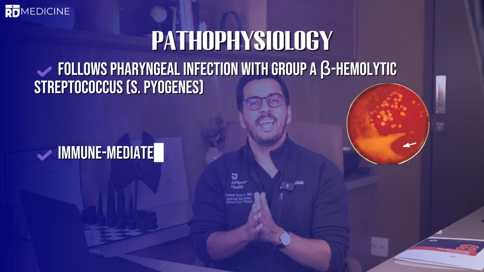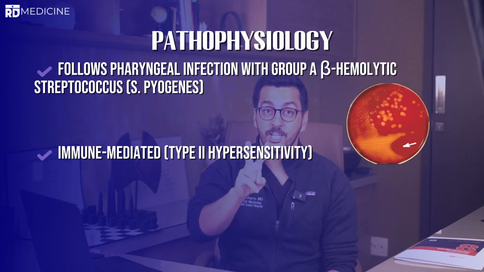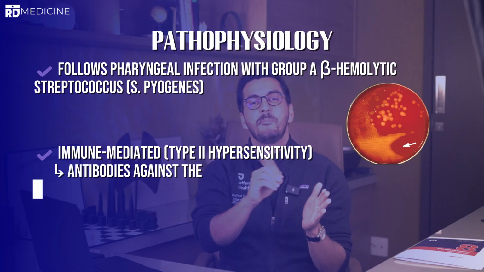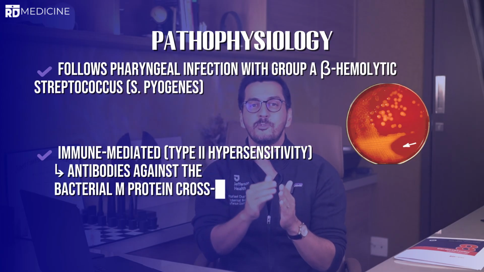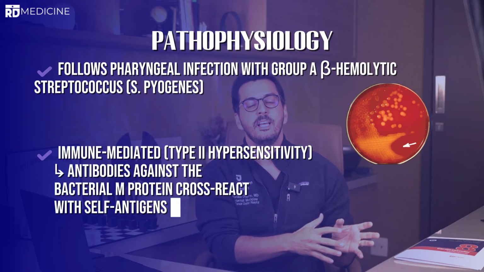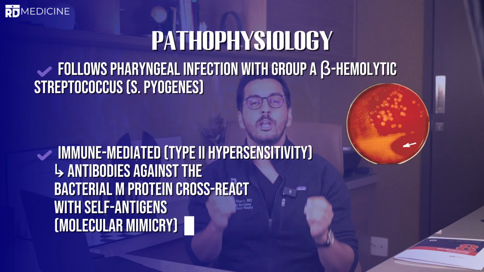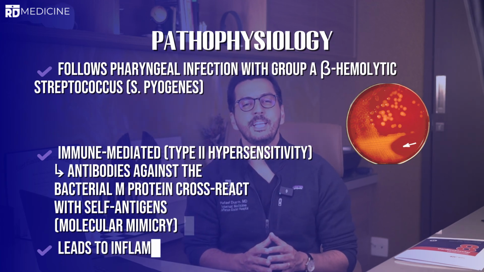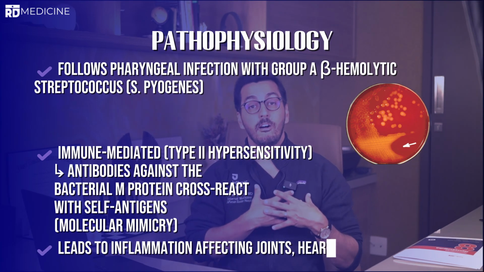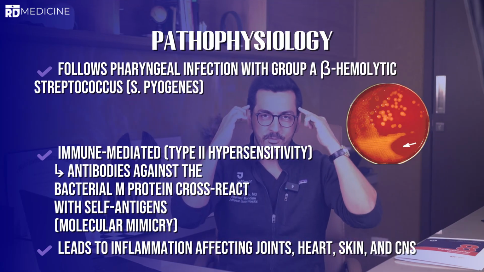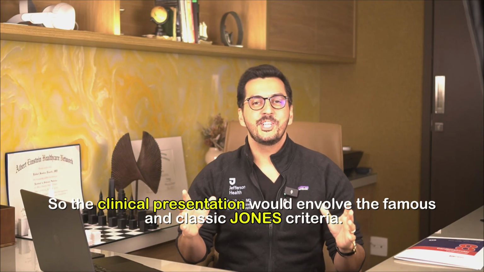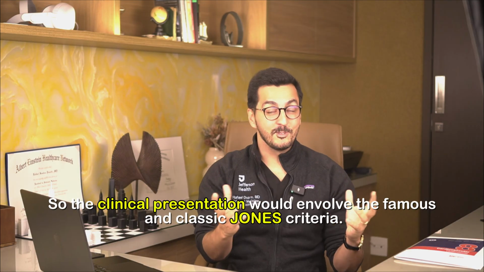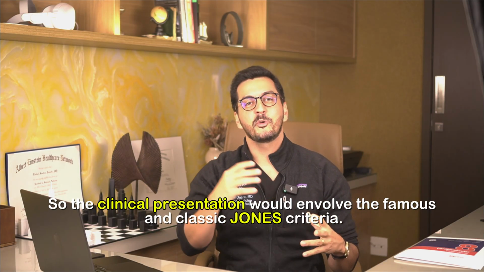It's an immune-mediated type 2 hypersensitivity reaction, so antibodies against the bacterial M protein cross-react with self-antigen, which is called molecular mimicry. This is going to lead to inflammation affecting the joints, heart, skin, and central nervous system. So the clinical presentation would involve the famous and classic Jones criteria.